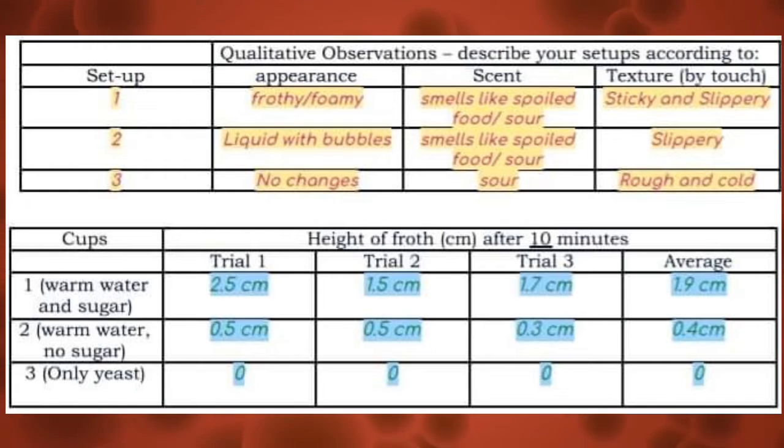There is a foamy substance in cups 1 and 2, but cup 1 has more froth than the second one, while the third one stays the same. Nothing happens. Cup 1 had more yeast foam because of the presence of sugar that is converted to glucose to enable it to feed into respiration, and its fermentation process causes the foaming.